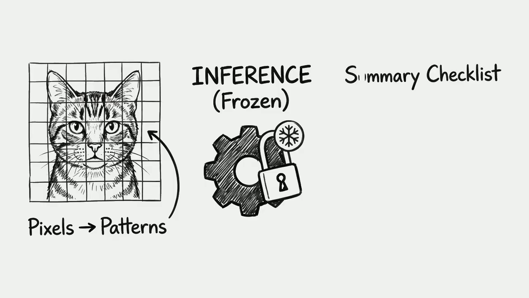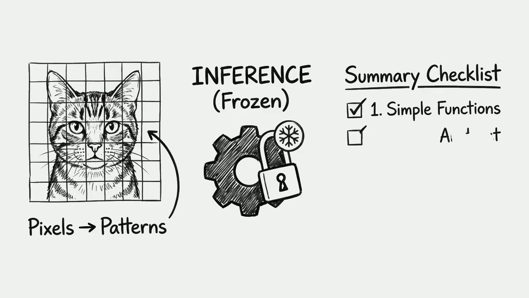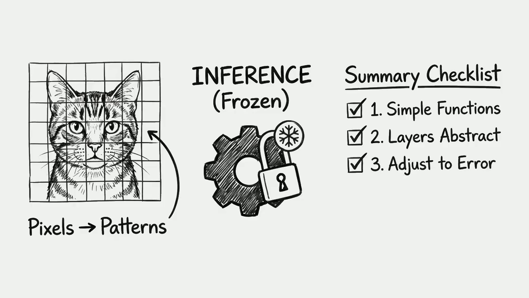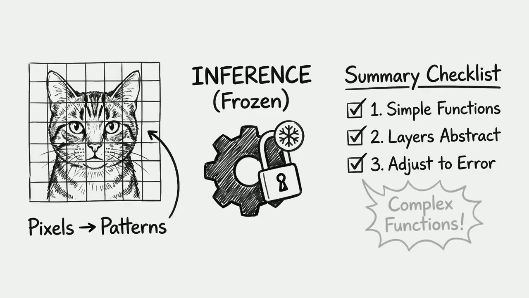To summarize the big picture, a neural network is a layered collection of simple functions. Each neuron performs a weighted sum followed by a nonlinear activation. Layers build increasingly abstract representations. Learning happens by comparing predictions to reality, computing error, and adjusting weights to reduce that error. With enough data and the right structure, neural networks can approximate extremely complex functions. That's the core idea behind how neural networks work.